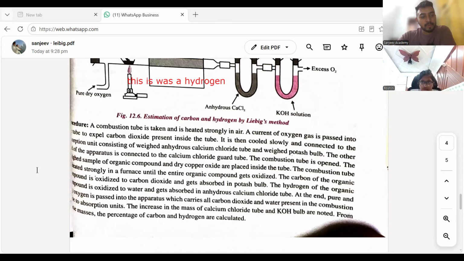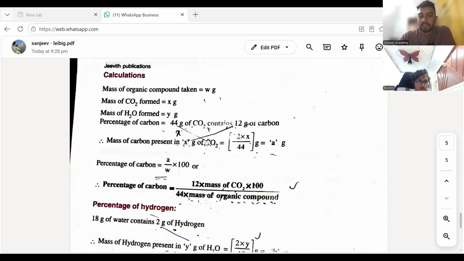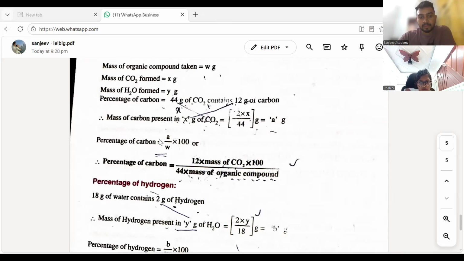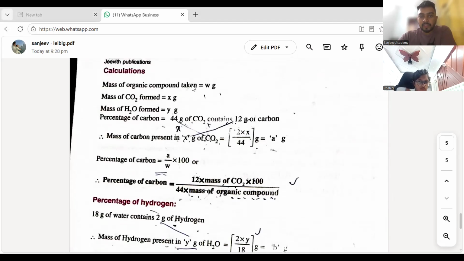So coming to this, the estimation of carbon by Liebig's method. This is something they might ask for in the examination again: percentage of carbon. So coming to the calculation part, this also you remember. The mass of the organic compound is W gram, I don't know the weight. If I burn a hydrocarbon, carbon dioxide and water will be formed. And for the percentage of carbon, 44 gram of carbon dioxide contains 12 gram of carbon, because oxygen is 16 plus 16, 32, plus 12, 44.